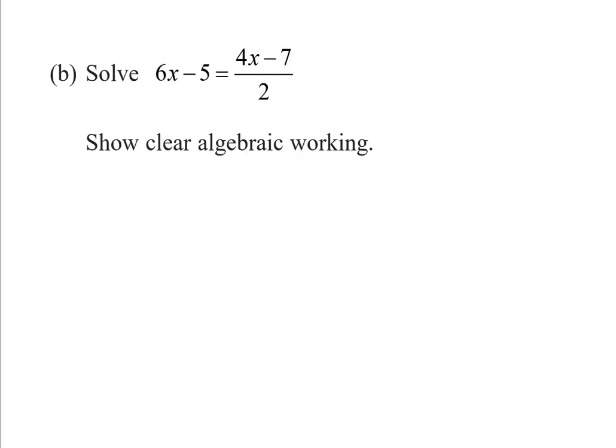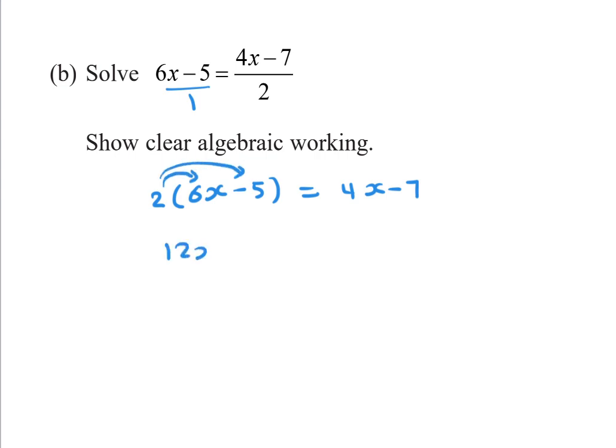B, solve 6x minus 5 over 2 equals 4x minus 7. Cross multiply. So 2 times 6x minus 5 equals 4x minus 7. Expand 2 times 6x and 2 times negative 5. So 12x minus 10 equals 4x minus 7.